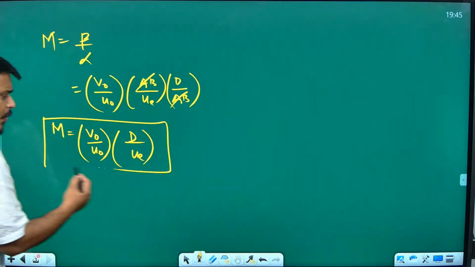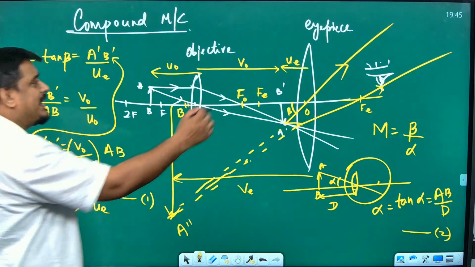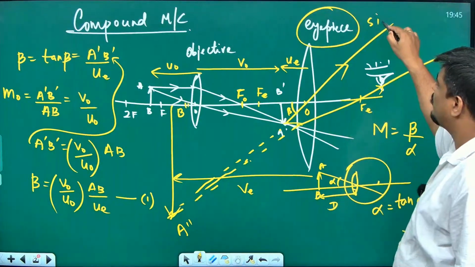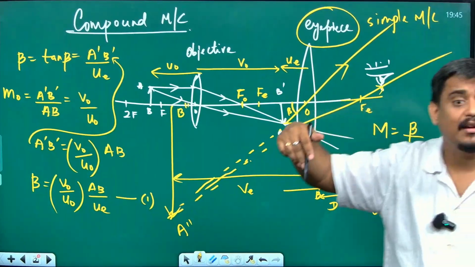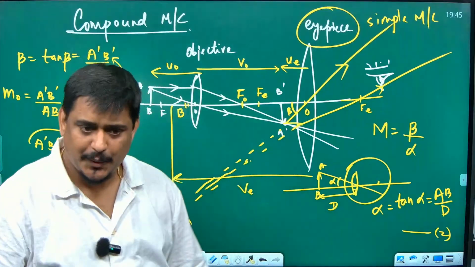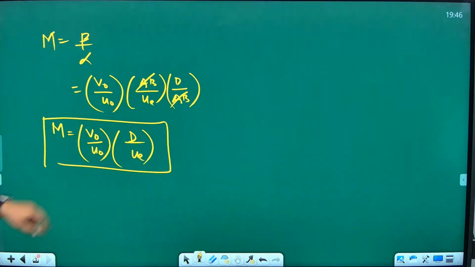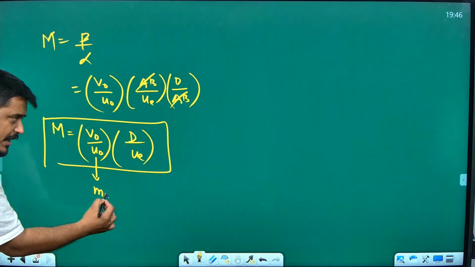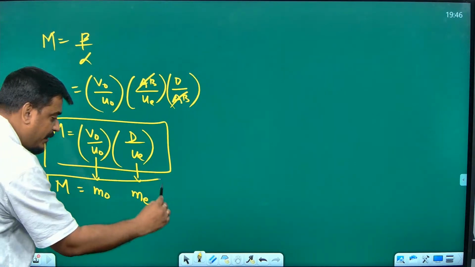Before some time, when I was recalling the previous class, I told you that D by U is the magnification of a simple microscope. Can I say that my eyepiece is behaving like a simple microscope and my objective is giving a compounding effect? Are you getting it? Because the objective's magnification is VO by UO. See here in the equation, VO by UO. So can I say VO by UO is MO and D by UE is ME? It means magnification of a compound microscope is MO into ME.